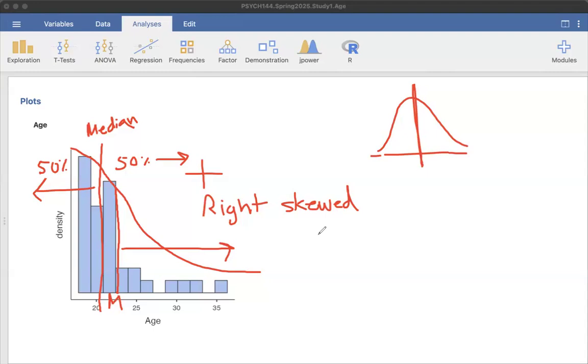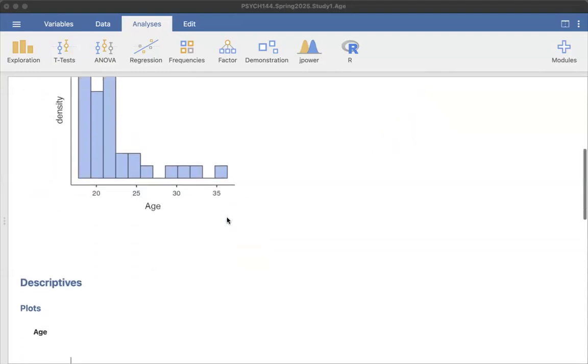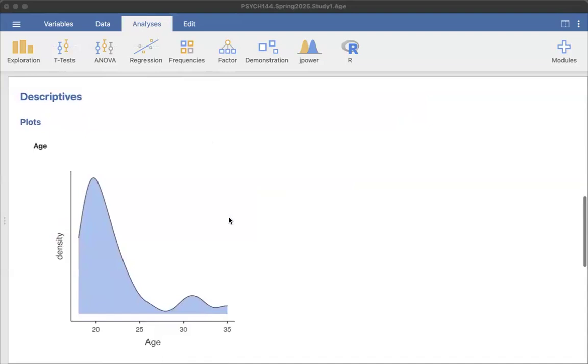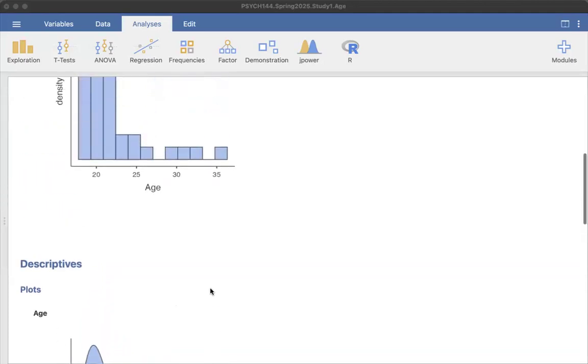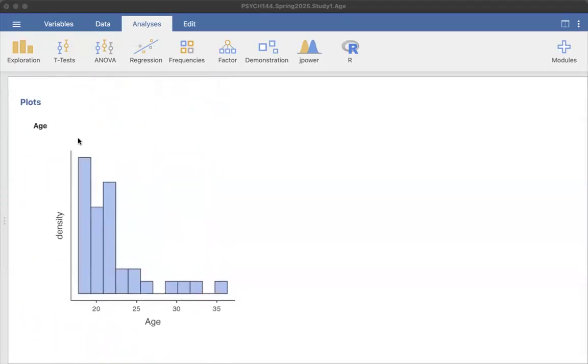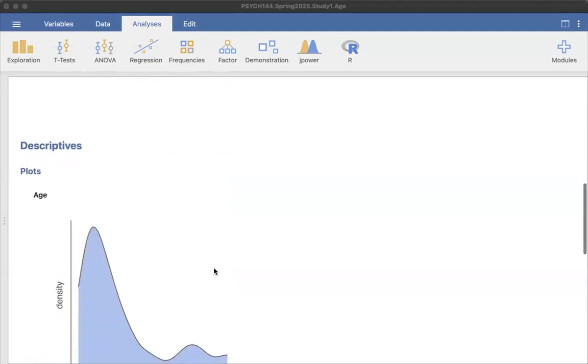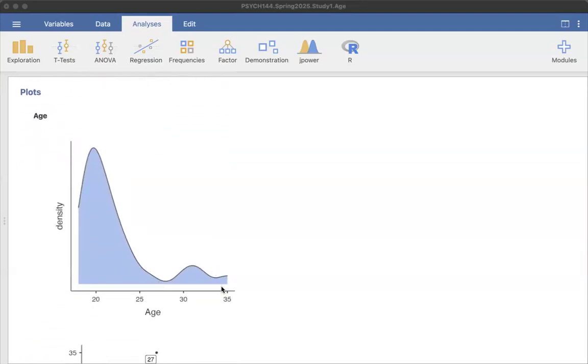There are other ways to visualize continuous variables though. So I'm going to show you a couple of other options. So you can also create a density plot. Now this density plot, if you look here, you can see that the shape is similar, but this is a much smoother representation.